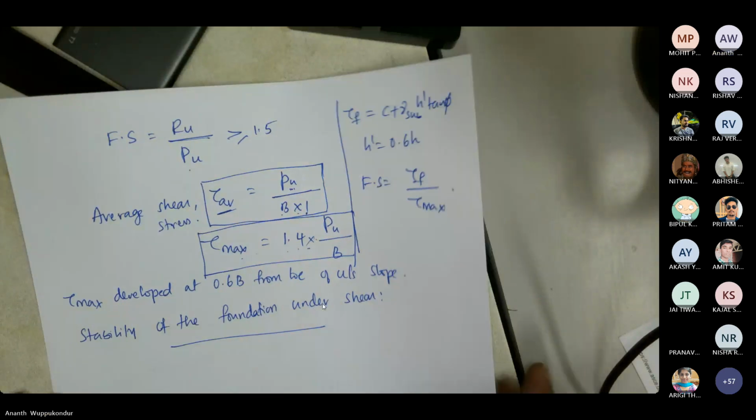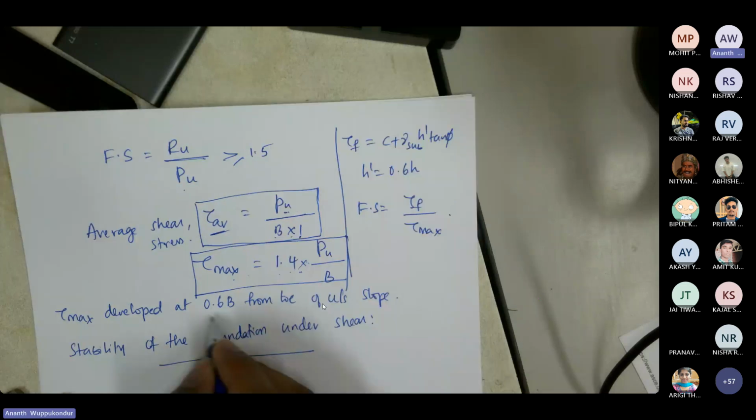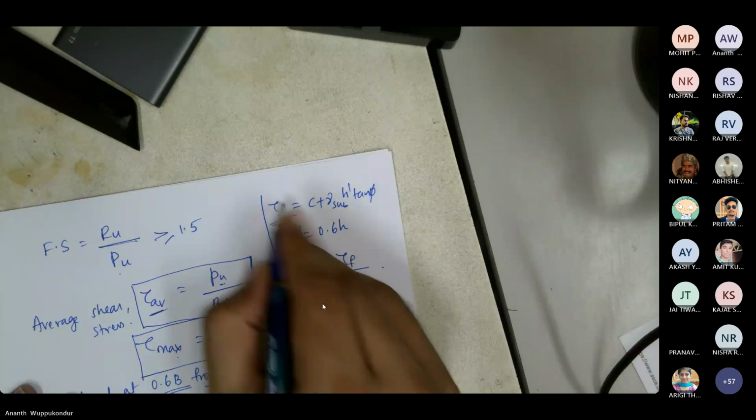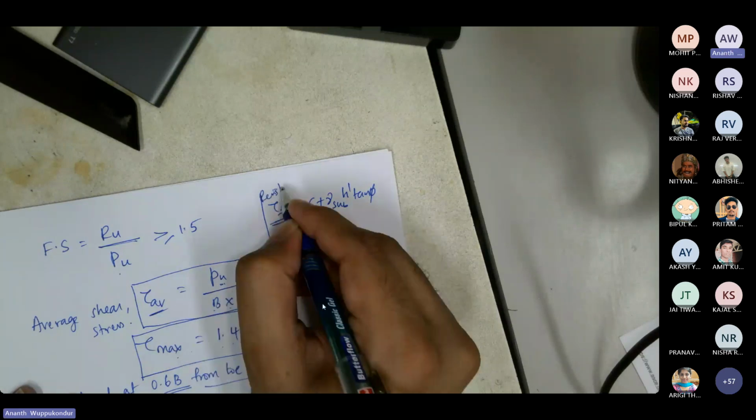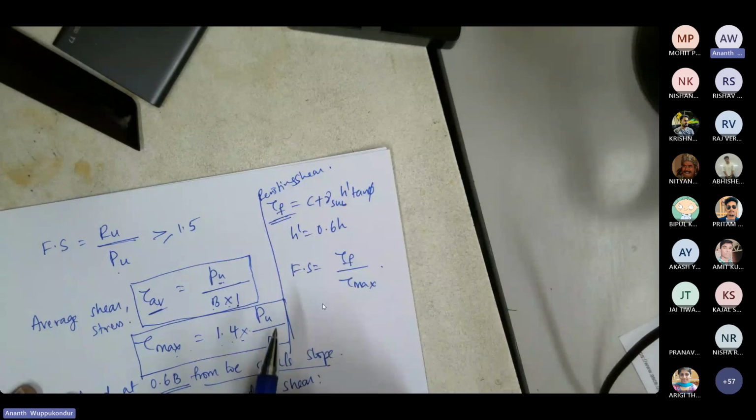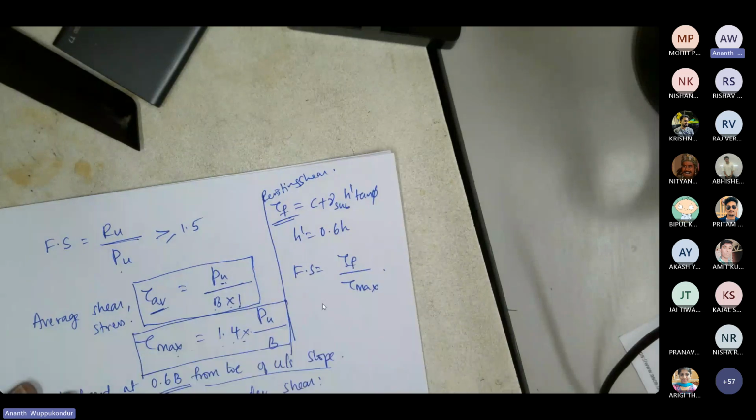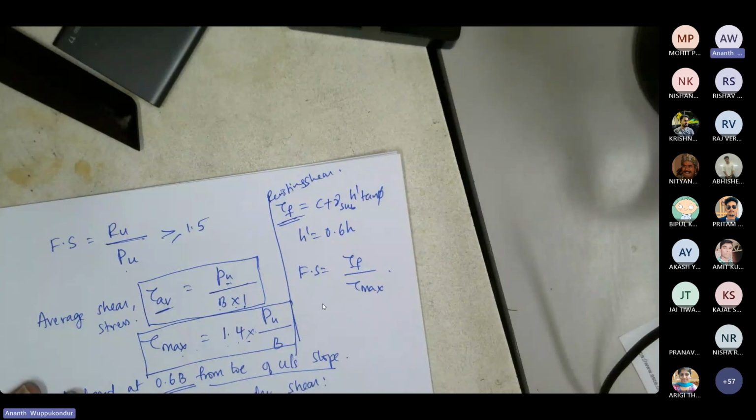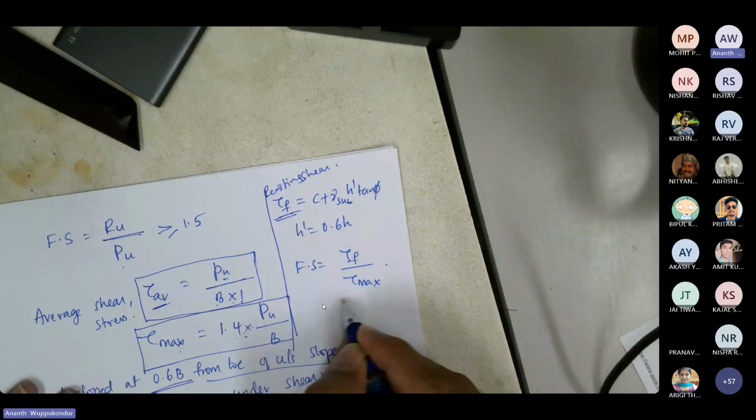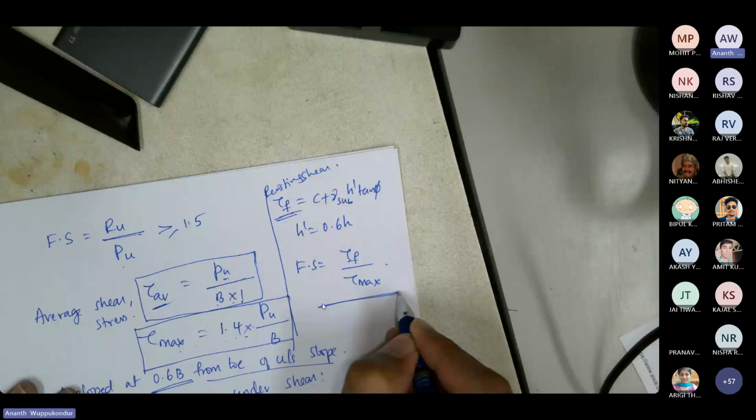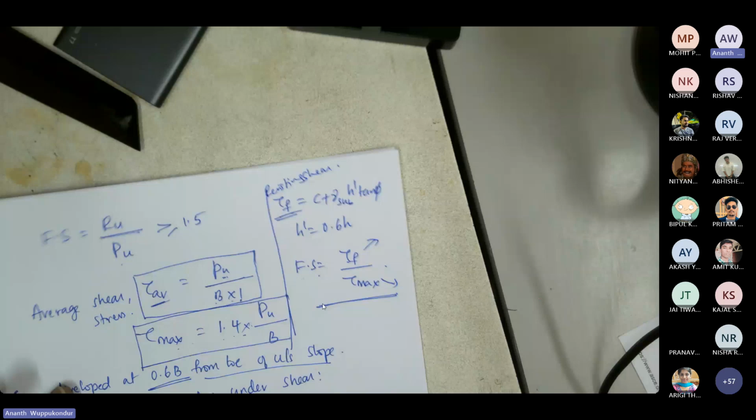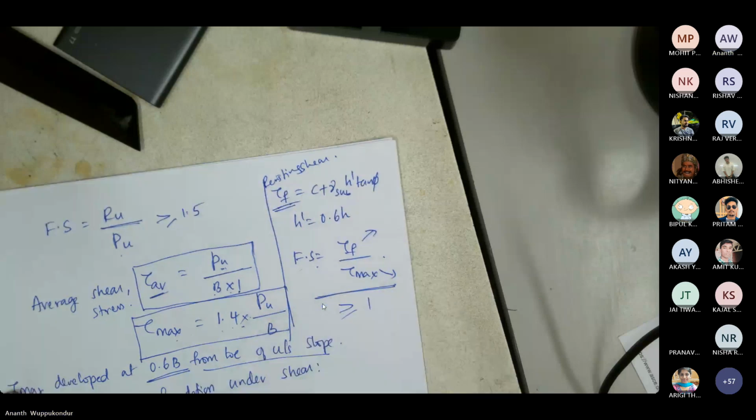And at this point, which is 0.6B from the toe of the upstream slope, you can calculate what is the shear stress, the resisting force at that point. So now, instead of looking at the whole base, we are just looking at an individual point. So at that point, what is the maximum shear stress, and then what is the resisting stress? If you take the ratio of this resisting stress to the shearing stress, then you get the factor of safety. So again, this factor of safety should be more than or equal to 1.